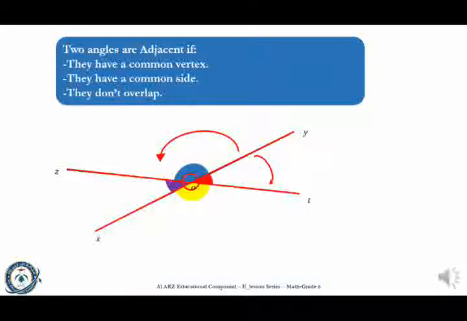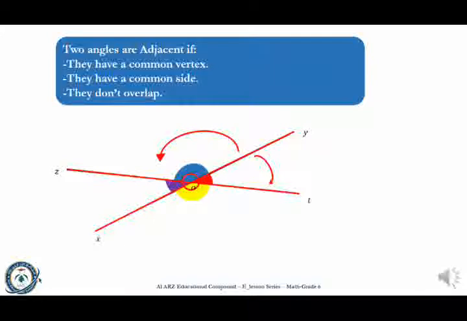Given two intersecting lines, xy and zt. These two intersecting lines intersect at O. How many angles do we have in this figure? Yes, we have 4 angles: YOT, YOZ, ZOX, and XOT. Do we have adjacent angles? Of course we do.